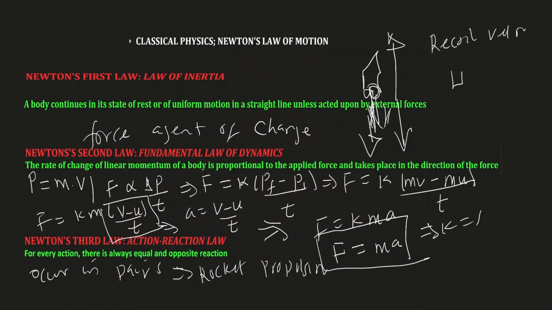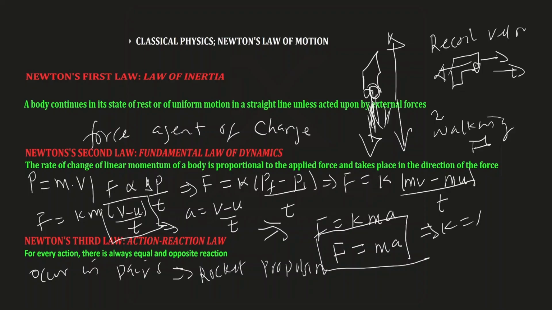So when you have a gun this way and then a bullet comes out, when the bullet goes forward, the reaction that comes from that is a force of equal magnitude but opposite direction, which makes the gun go backward, and that is known as the recoil velocity of a gun. So that is Newton's third law.